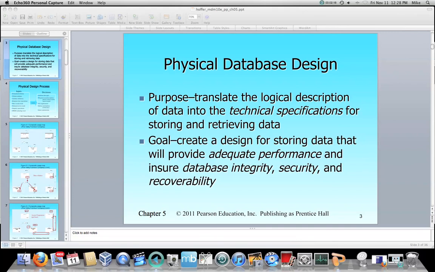And at the same time, we need to ensure a certain level of database integrity, security, and recoverability. And what does that mean? Database integrity is: is the data being stored properly? Do we have orphaned records? Do we have simply bad data? Those are the kinds of constraints that we have to put into place in the database.